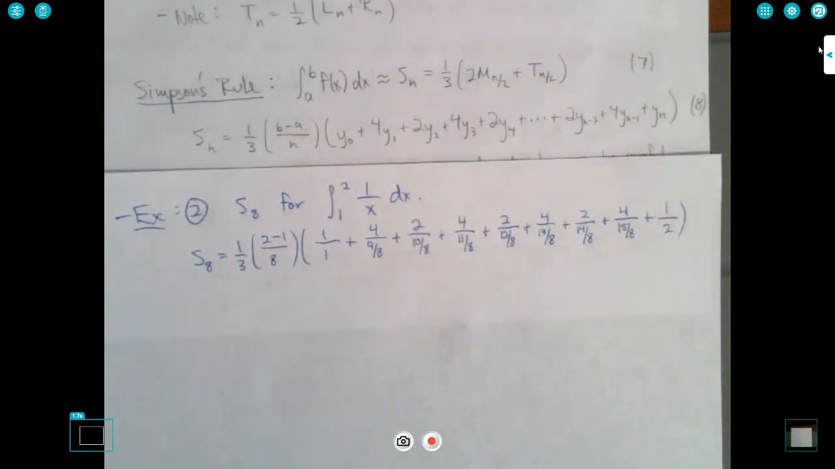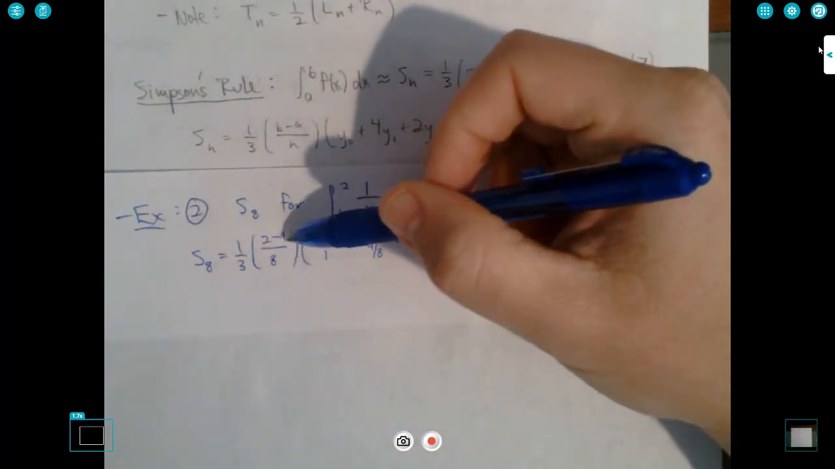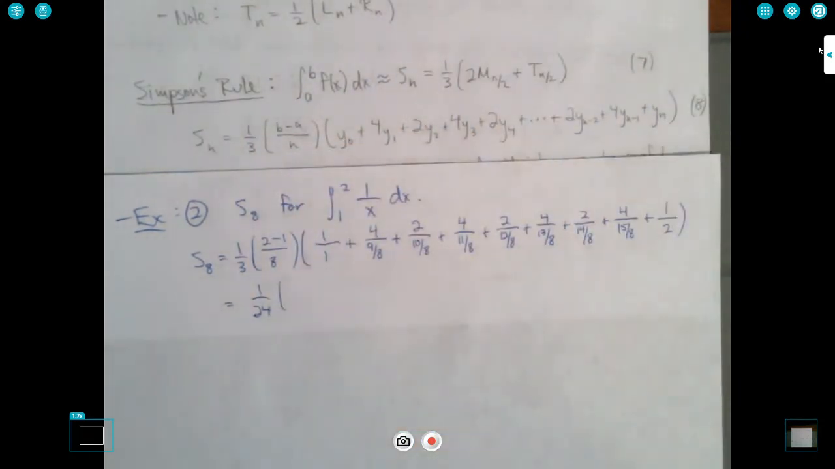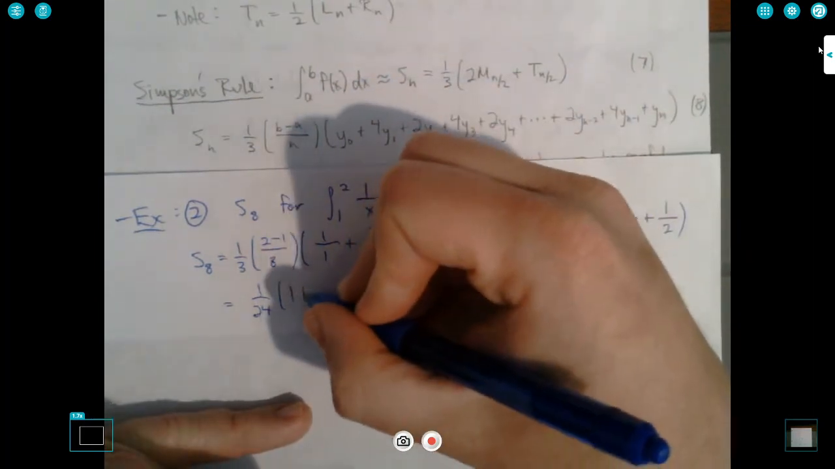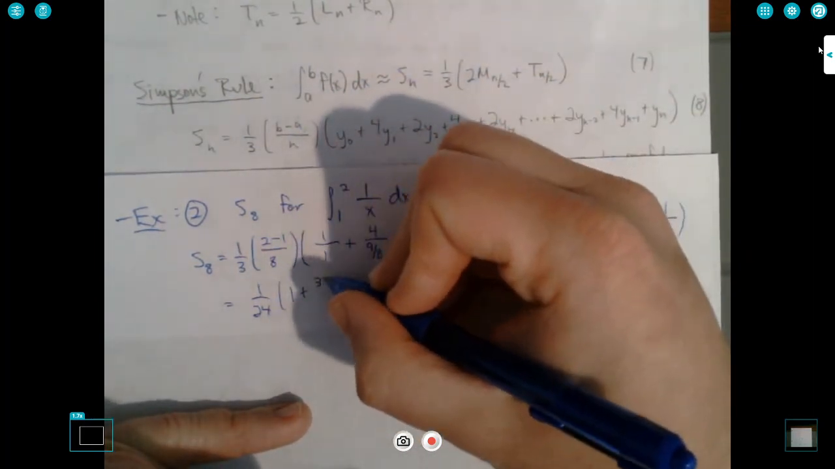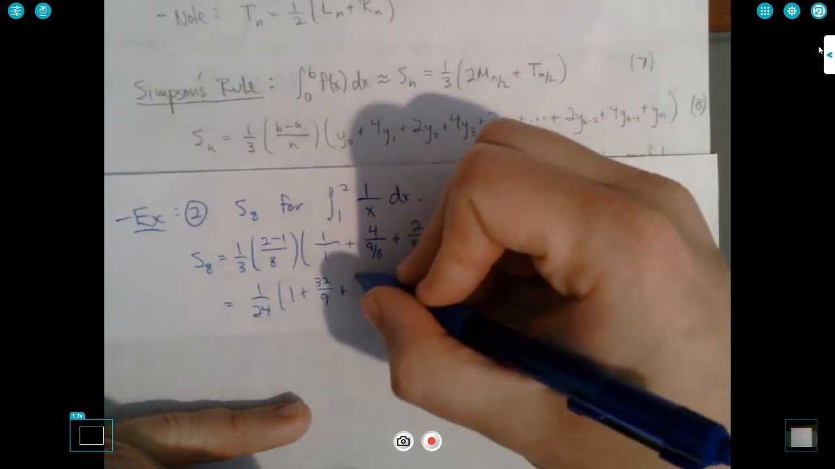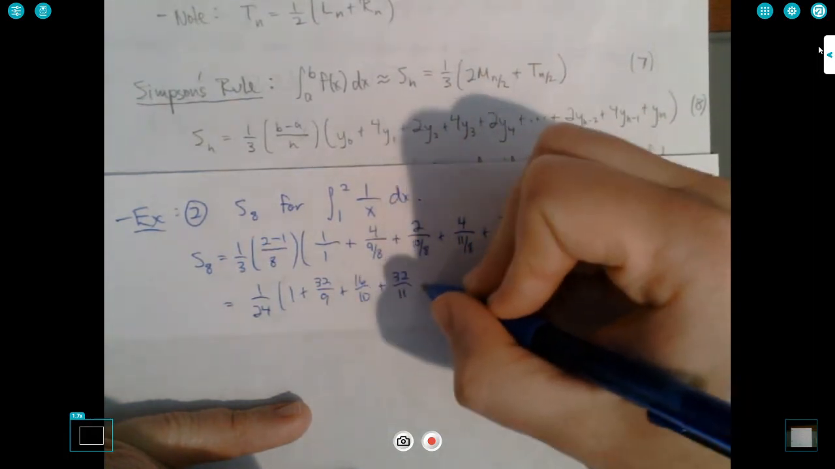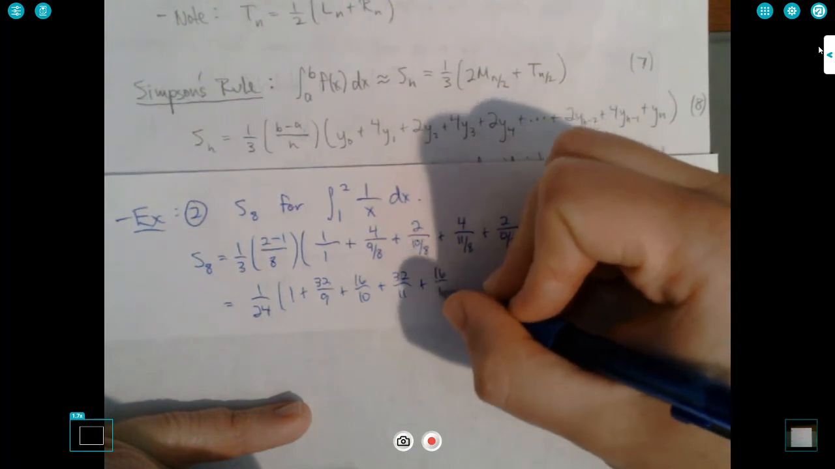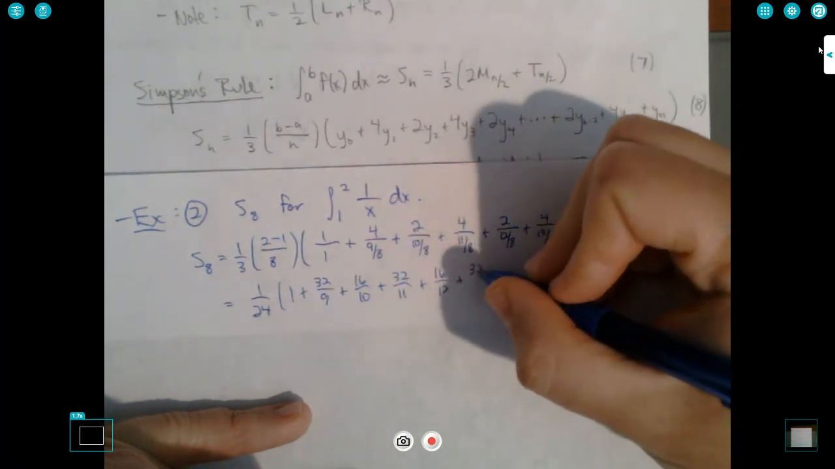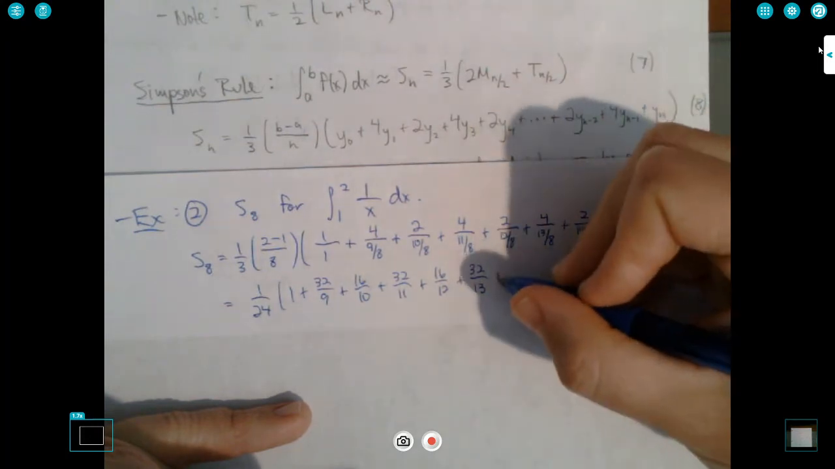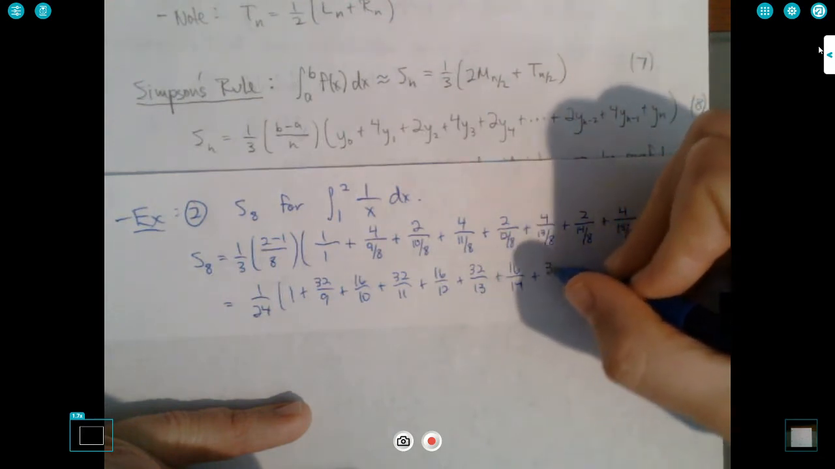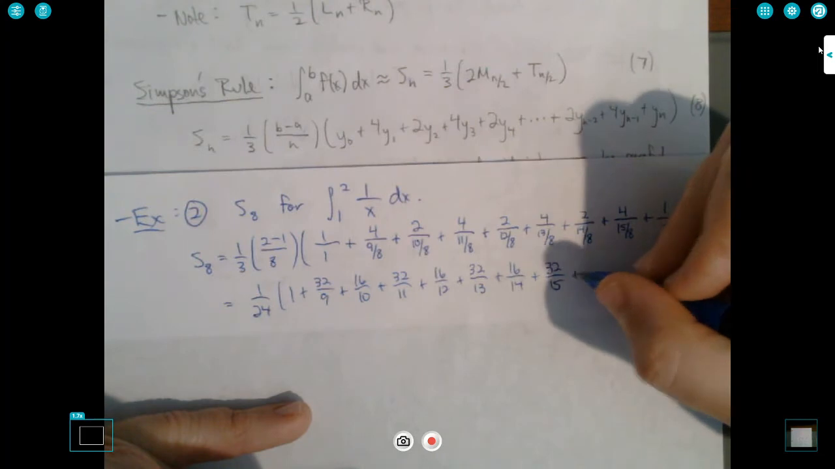Okay, so let's plug that mess into our calculators. We can clean it up a little. 2 minus 1 is 1. 1/8 times 1/3 is 1/24. 1 plus 32/9 plus 16/10 plus 32/11 plus 16/12 plus 32/13 plus 16/14 plus 32/15 plus 1/2.